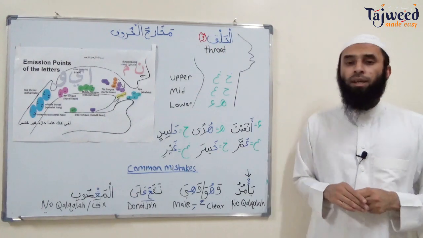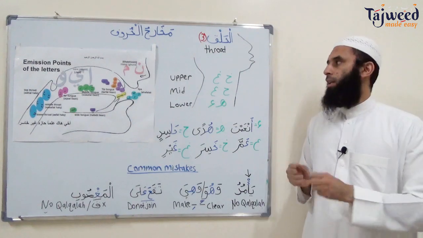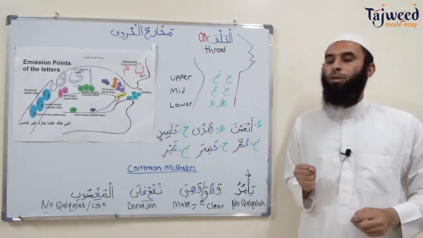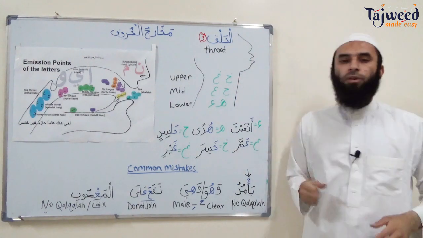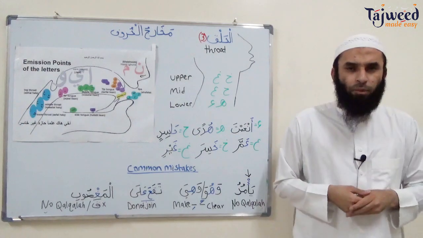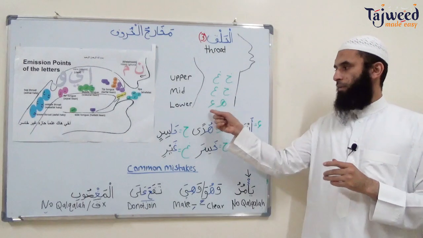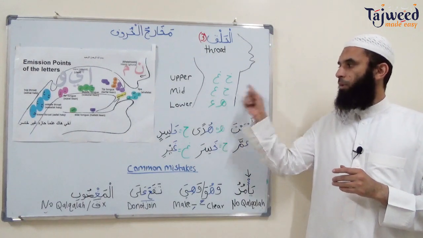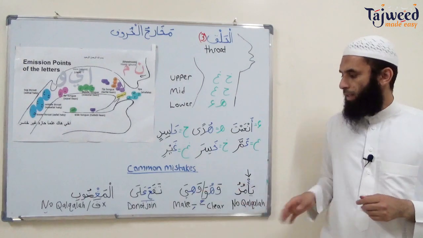So today we looked at the al-halq, the throat. We found out there are 3 different makhraj points: one in the lower part of the throat, middle part, and upper part. We know that these letters are not pronounced in many languages, so we just have to put a bit more extra effort. With practice, inshallah, we'll get it right. The lower part, hamza and ha, middle, ha and ayn, and upper part, kha and ghain. And these are some of the common mistakes that people make.